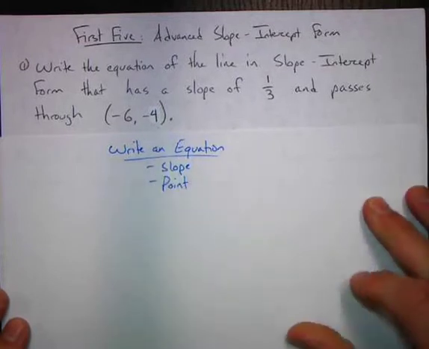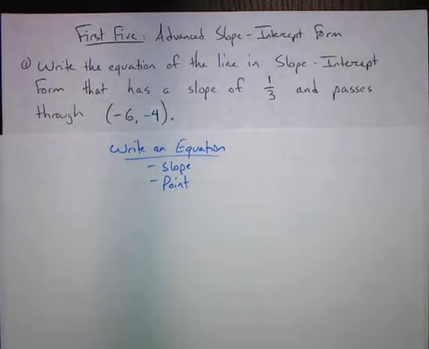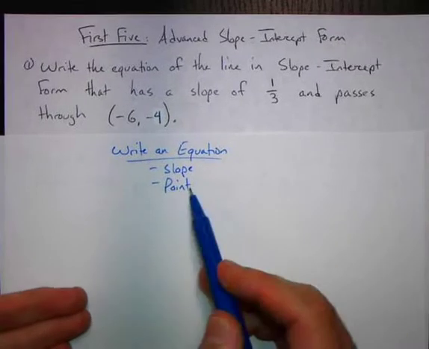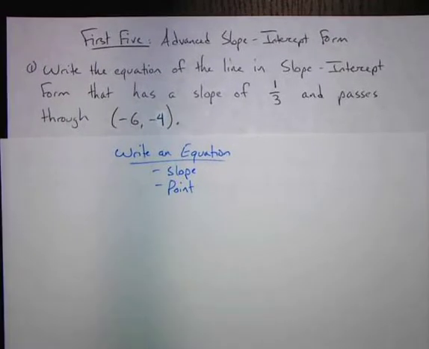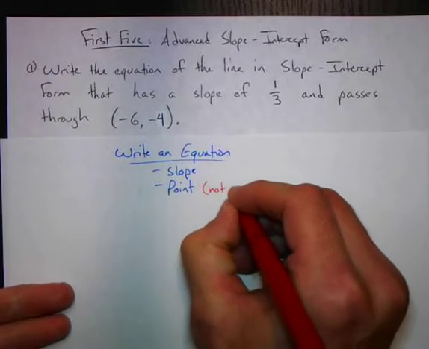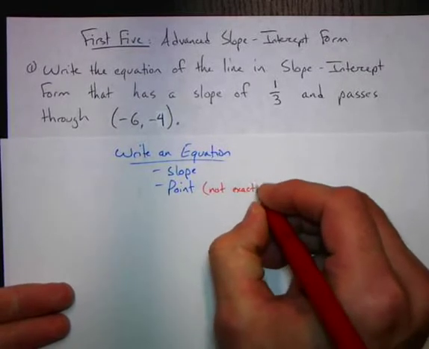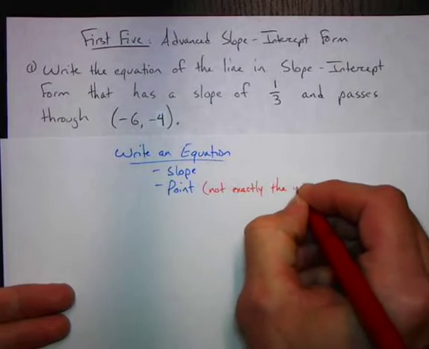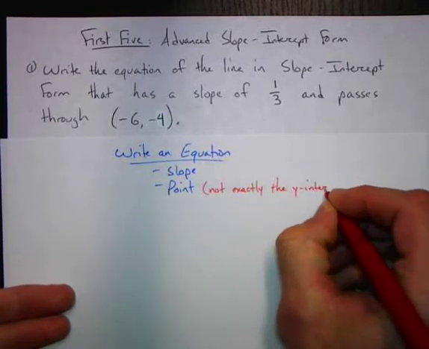Now in the more basic part of writing equations in slope-intercept form, that point was the y-intercept. Now this is not the y-intercept. So we don't really need the y-intercept to write an equation. We just need any point. But things might get a little bit tricky.